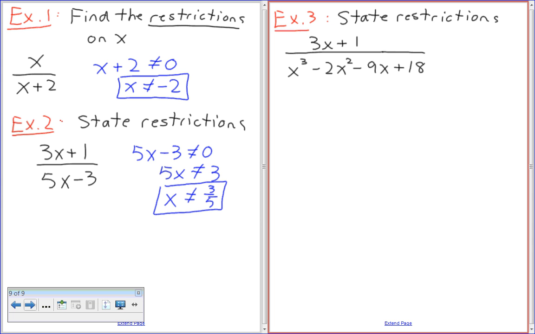Okay, here we go. So it says state restrictions. Now that one, if I look at the denominator, even me as your math teacher, I giggled a little bit on the inside. But for me, that looks frightening. How did we find, as we said, this is sort of like finding a root, right? How would you find the root of something messy like that? What do you do? Factor, excellent.